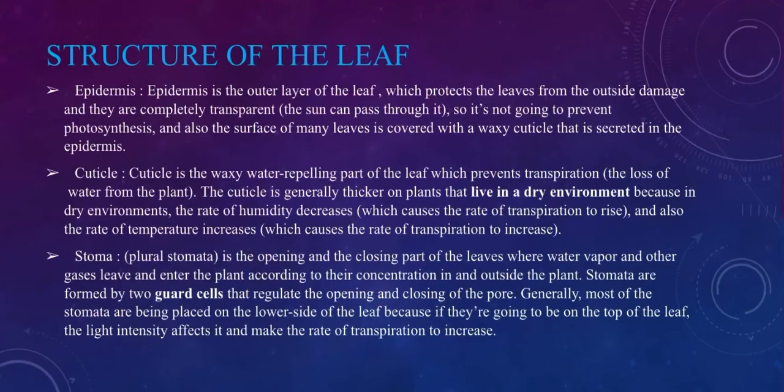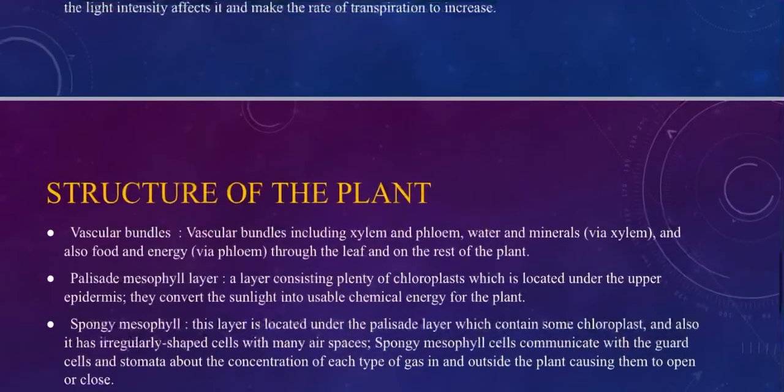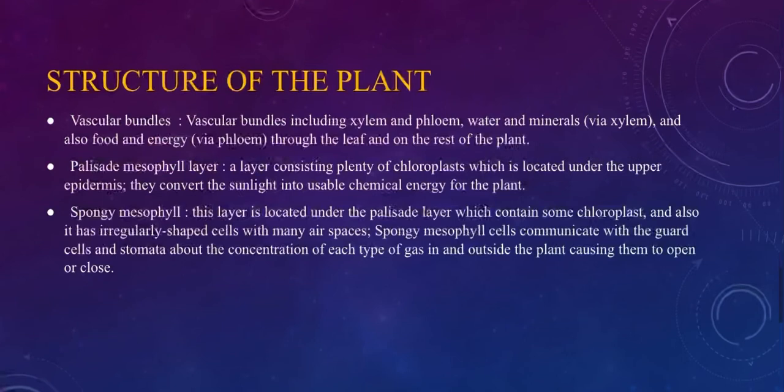And why? Because the light is going to enter the plant from the upper side of the leaf, because the upper surface of the leaf is exactly underneath the sun, in front of the sun, but not the lower side of it. That's why most of the stomata, most of the guard cells, are growing on the lower side of the leaf. So the light intensity is not going to affect it too much, and the rate of transpiration is not going to increase a lot.